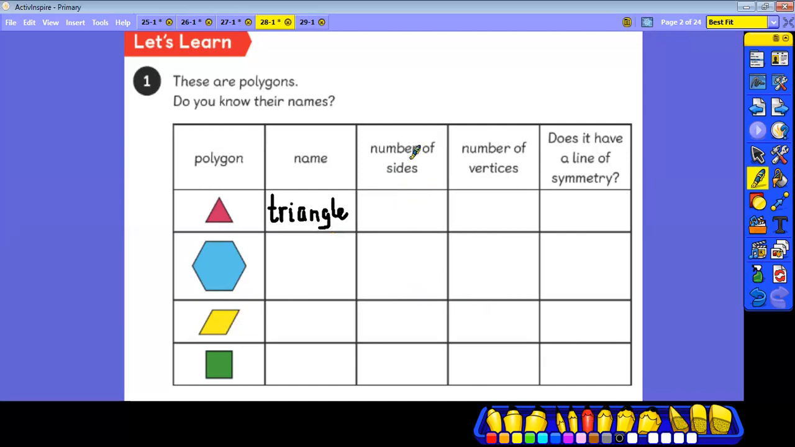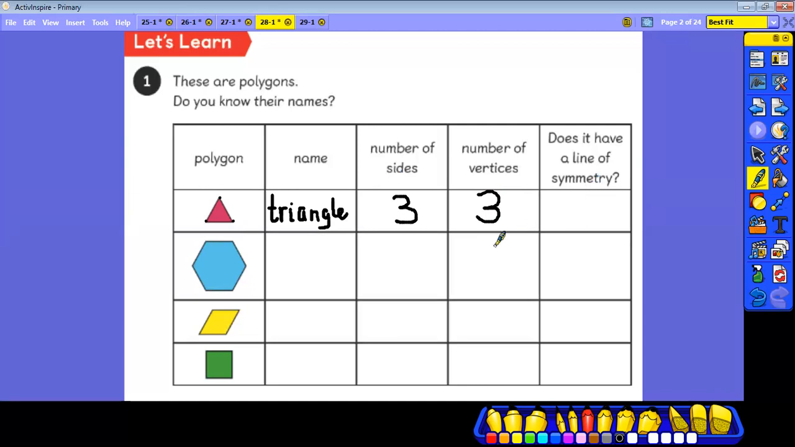So our triangle, how many sides does it have? Remember, the sides we can mark off if it helps. 1, 2, 3 sides. And the next question is number of vertices. Can you remember what that word vertices means? Yes, I know you can. It's where those sides meet, isn't it? Sometimes we call them corners. 1, 2, and 3. So our triangle has 3 sides and 3 vertices.